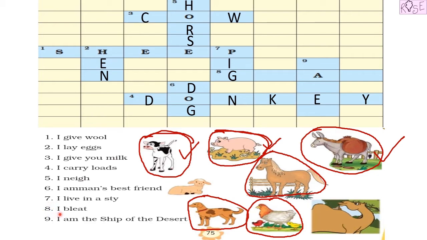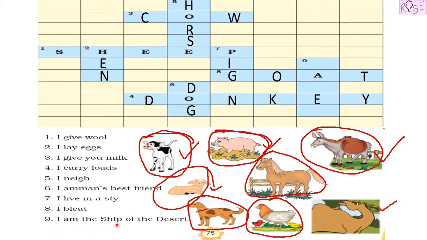Then we'll move on to the next one. That is the 8th one. I bleat. So now we have only 2 animals. The first one is goat and the last one is camel. So between these two, which animal bleats? Goat bleats. Very good. So we'll write goat here. G has already been written by us when we were writing pig. So we'll write O. A. A has already been written for us. And at last we'll write T. G-O-A-T. Goat.